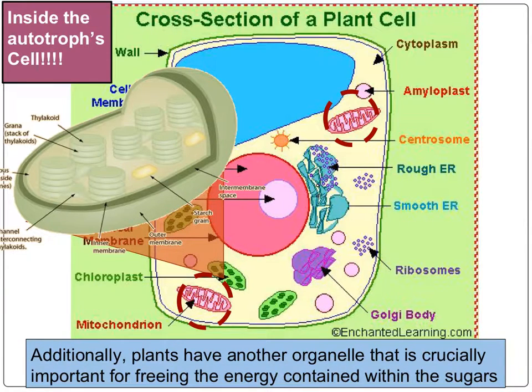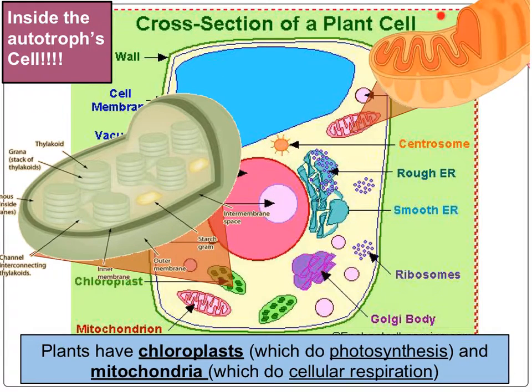And remember back when we said that we need plants, but plants don't need us? Well, that's because they also have another organelle that is crucial for freeing that energy, which is contained in the sugar that they made, and that organelle is a mitochondria. So yes, plants have mitochondria as well. So here is a close-up of that mitochondria, not a brain. And this is where cellular respiration happens. So plants do both photosynthesis and cellular respiration. And in order to do that, they need to have both chloroplast and mitochondria.